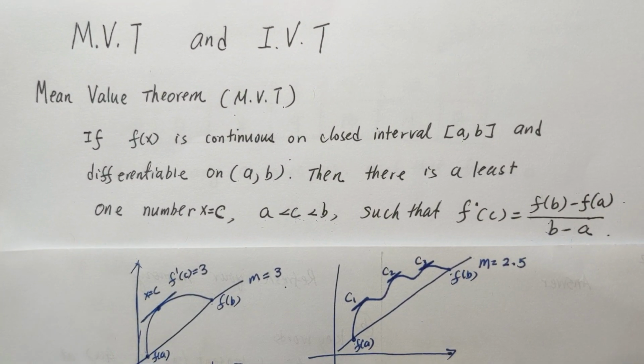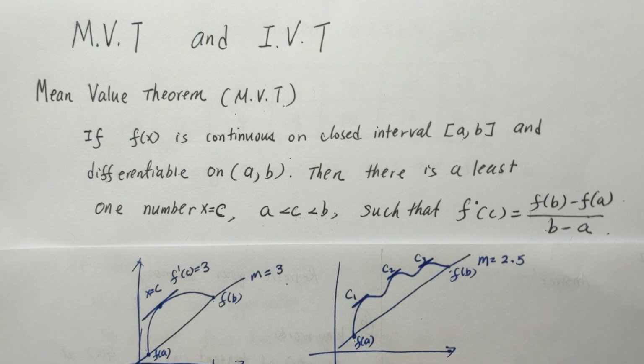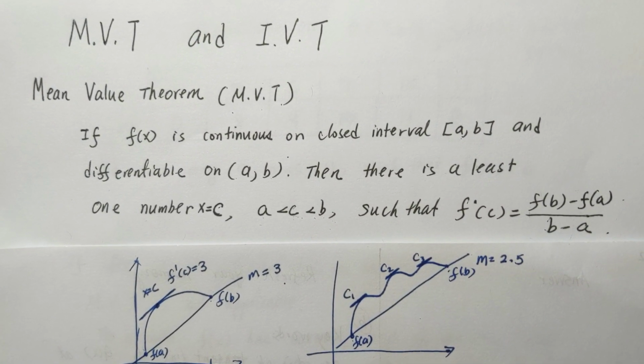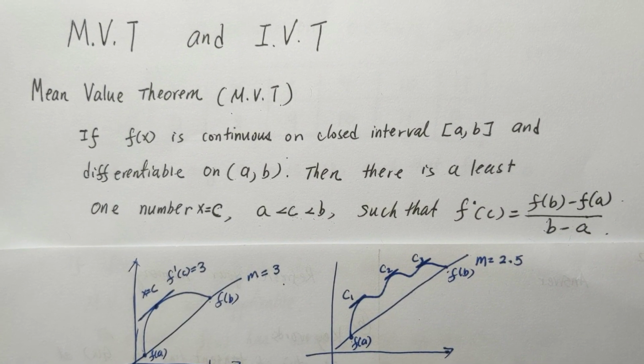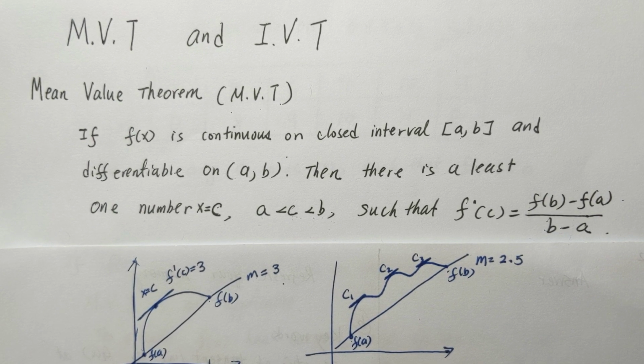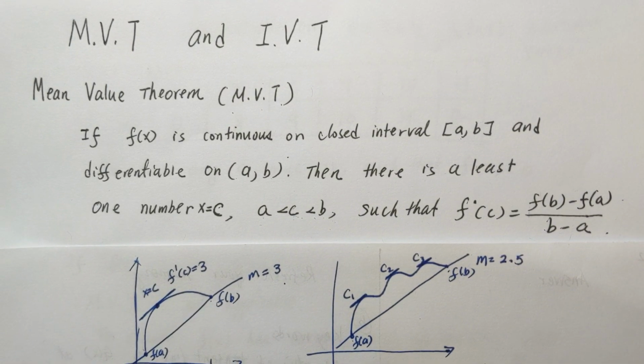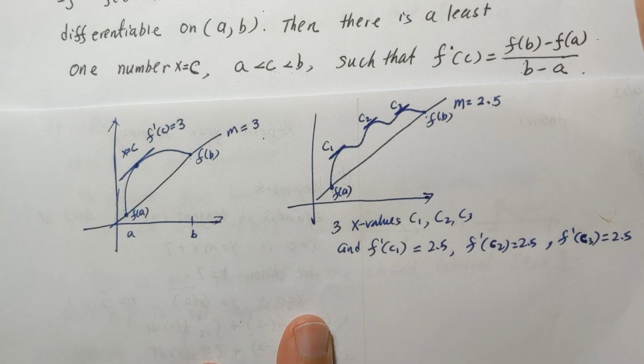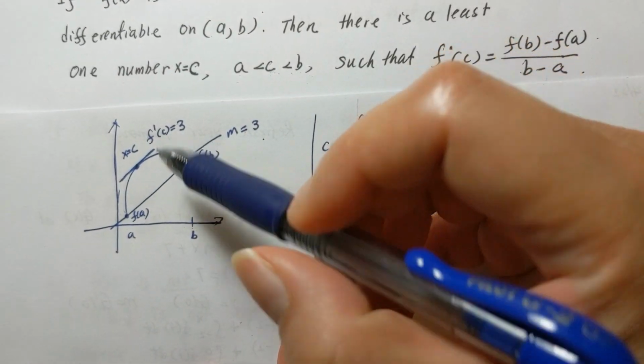Hi, good morning. Today we're going to review the mean value theorem and the intermediate value theorem. The mean value theorem says that if f of x is continuous on the closed interval a to b and differentiable on the open interval a to b, then there is at least one number x equals c, with c between a and b, such that f prime of c is equal to f of b minus f of a over b minus a.